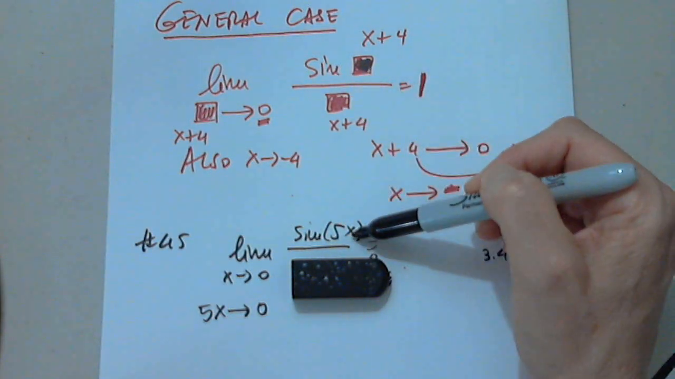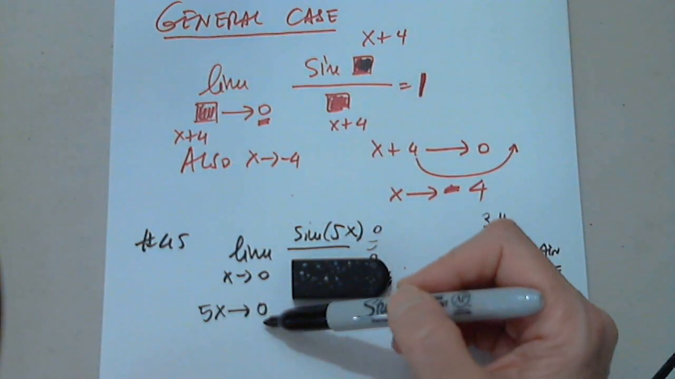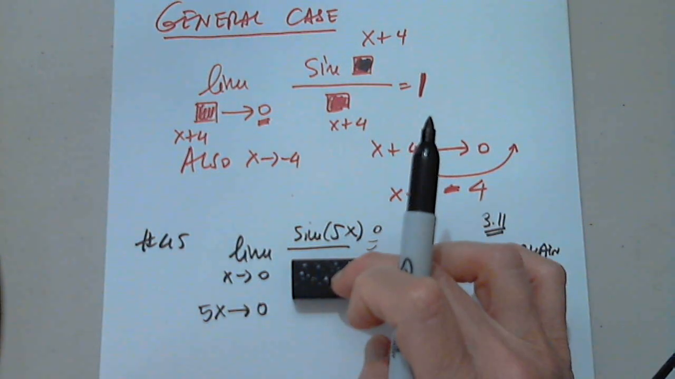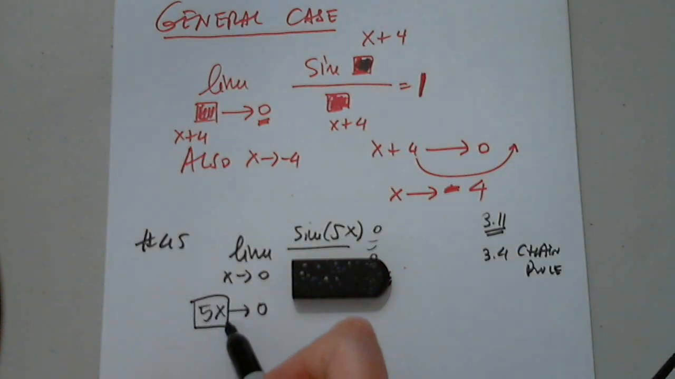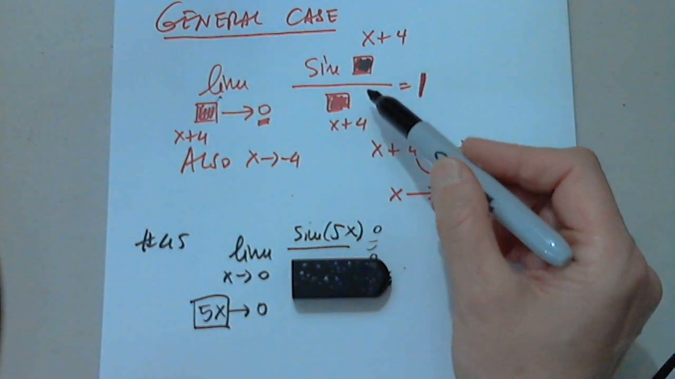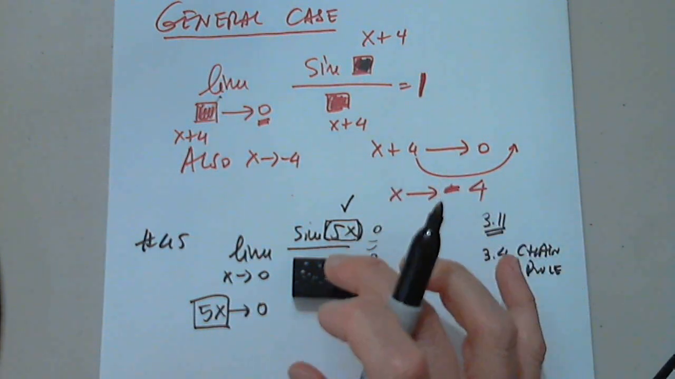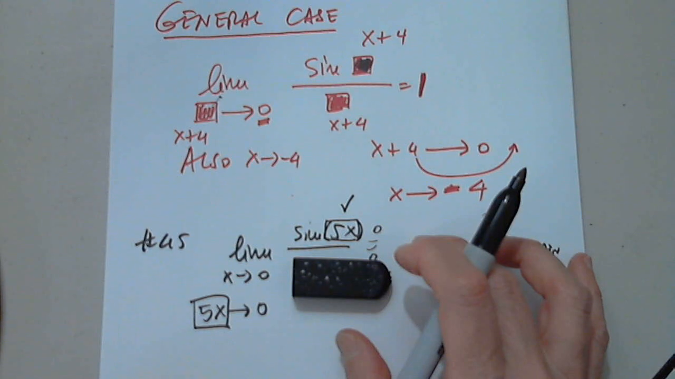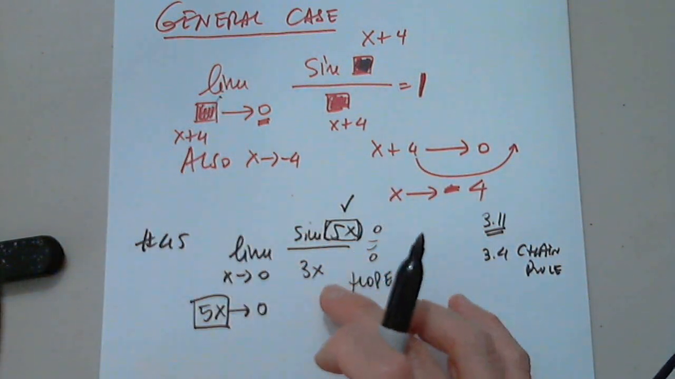So I have a sine in the numerator. I have an expression that approaches 0. I have 5x that approaches 0. But if I don't have 5x in the denominator, I cannot draw a conclusion. So I have this box. But if I don't have 5x in the denominator, I cannot conclude that this is 1. I don't have 5x, but I have 3x.